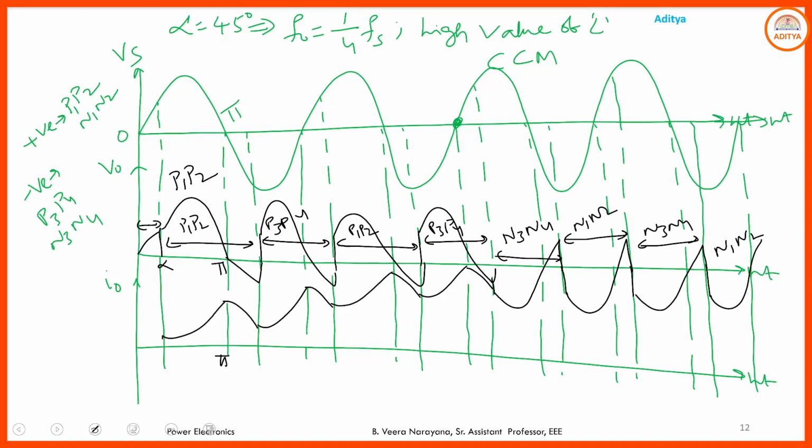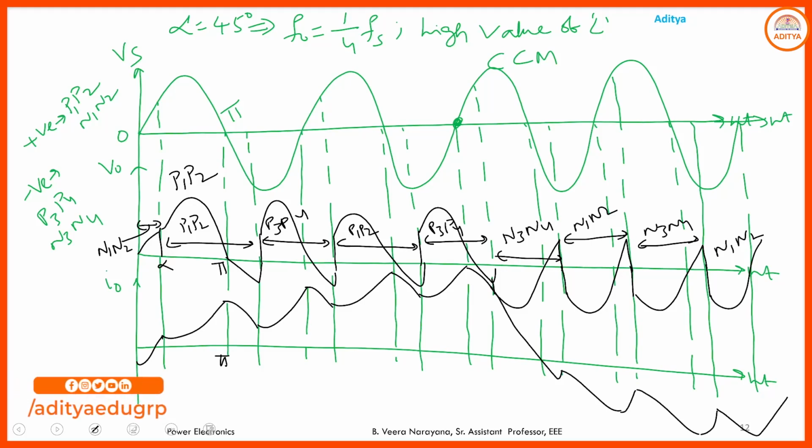This is due to the conduction of N1, N2 and the current like this. So here the current is negatively charging, discharging, charging, discharging, charging, discharging, like this. Continuous conduction mode means you have continuous negative pulses. First 4 positive pulses and the next 4 negative pulses, and this is the representation of the output voltage and output current waveform for continuous conduction mode under the bridge type step-down cycloconverter.